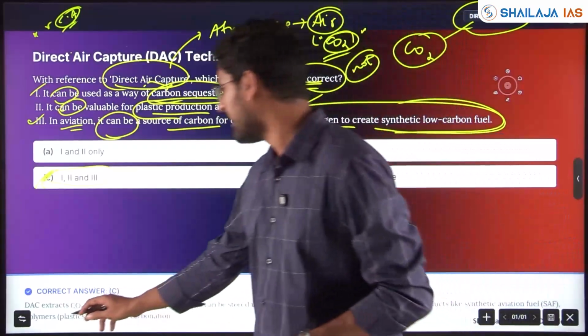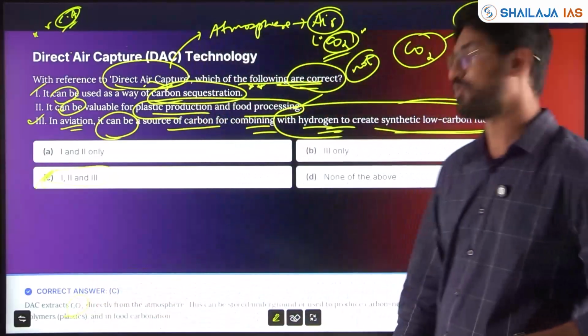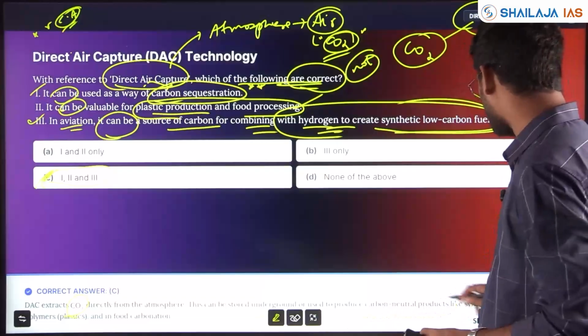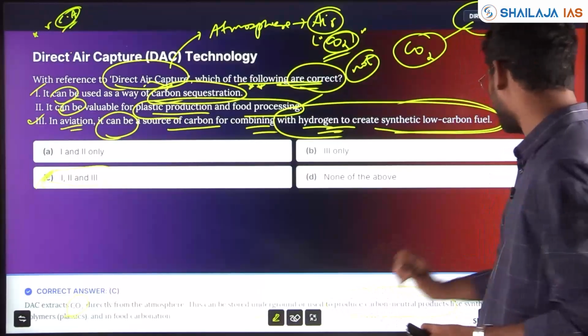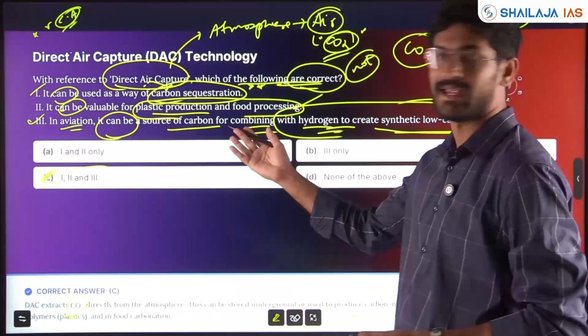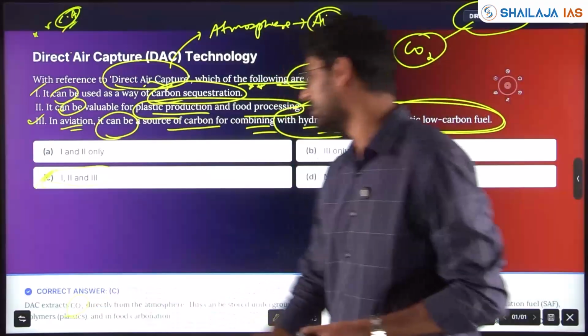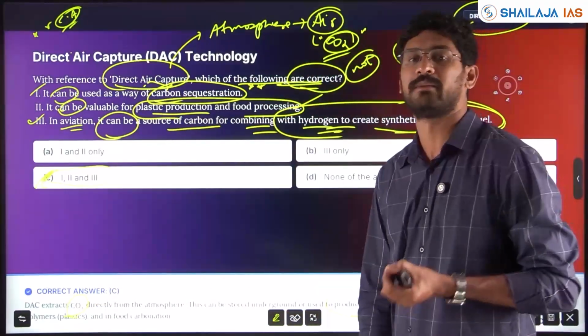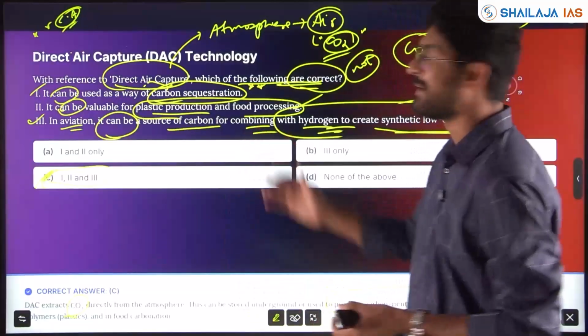Direct air capture extracts CO2 directly from the atmosphere. This can be stored underground or used to produce carbon neutral products like synthetic aviation fuel, SAF, in aviation, and polymers, and in food carbonation also. All carbonated products, cool drinks, can use it.